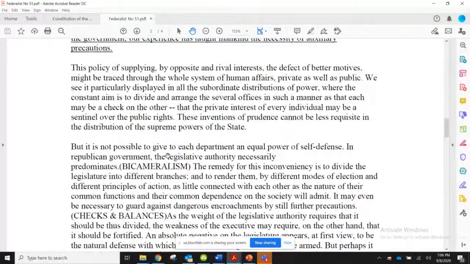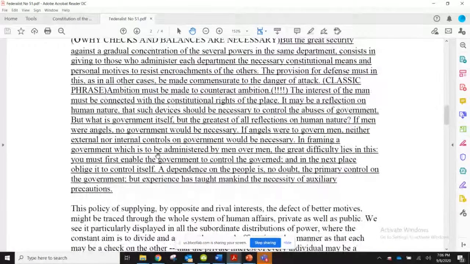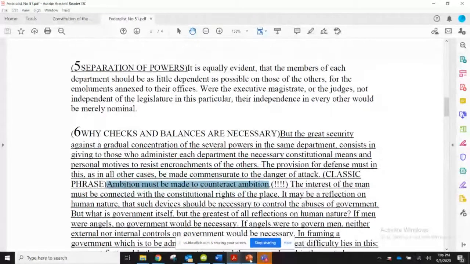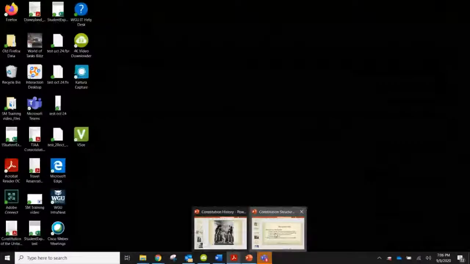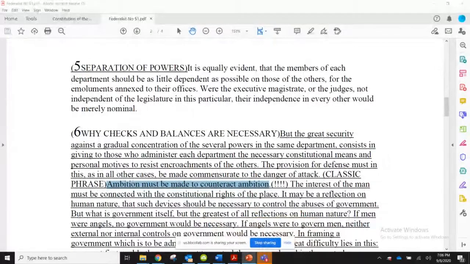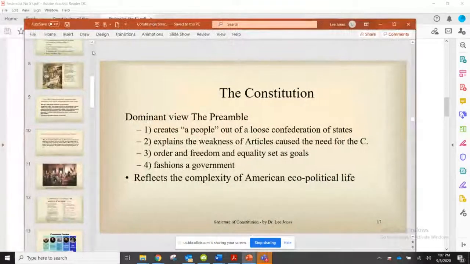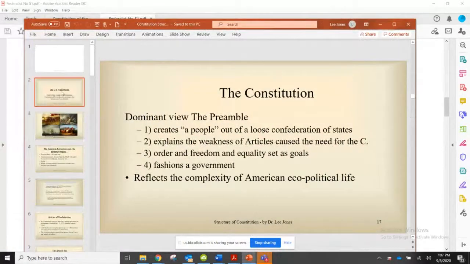Remember, we're talking about Federalist 51. Madison famously says ambition must be made to counteract ambition. So he is saying that separation of powers and checks and balances are all necessary to secure the rights of the people. All right, that's really all I wanted to say.